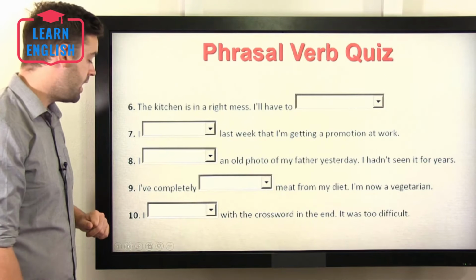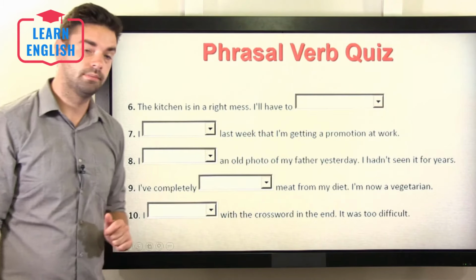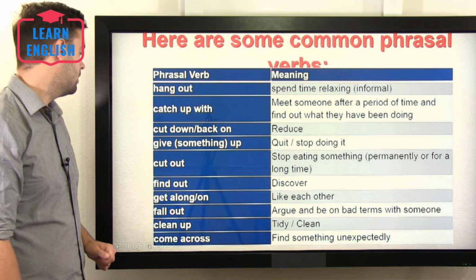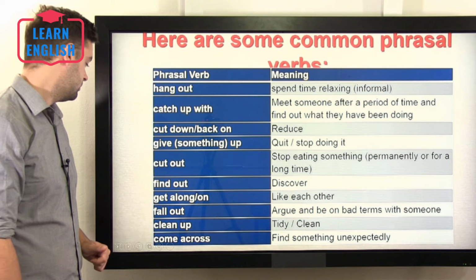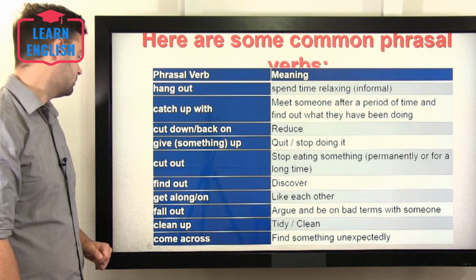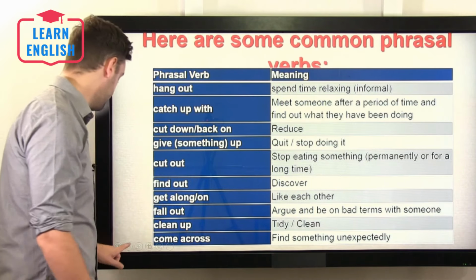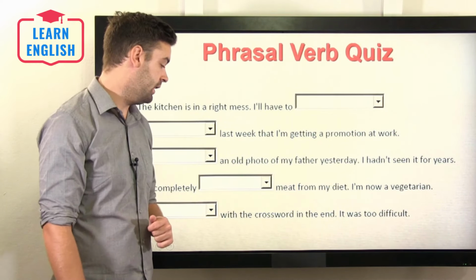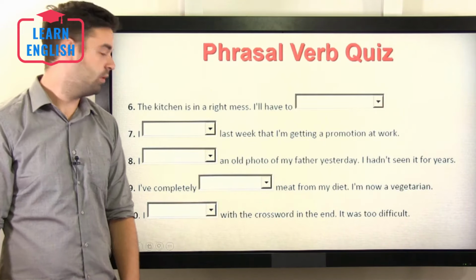Number 10: I blank something with the crossword in the end. It was too difficult. What did you do with the crossword? I gave up. I gave up with the crossword in the end. It was too difficult. So that means just to give up, not do it anymore.